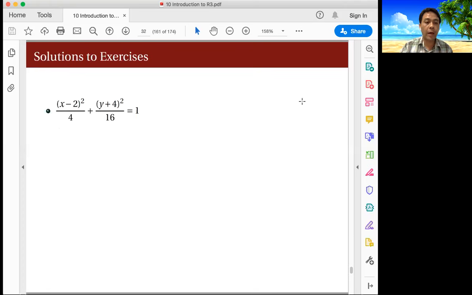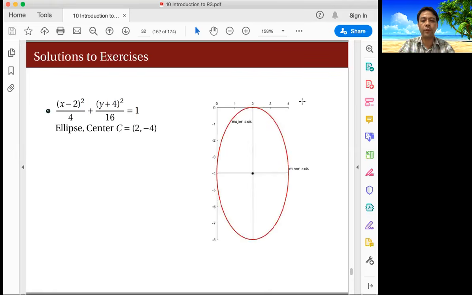For our next example, by form, this is what? Is this a parabola, a hyperbola, or an ellipse? This is an ellipse. And this ellipse has a center where? At 2, negative 4. Okay, so this is the graph of the ellipse. Its center at 2, negative 4, right here.